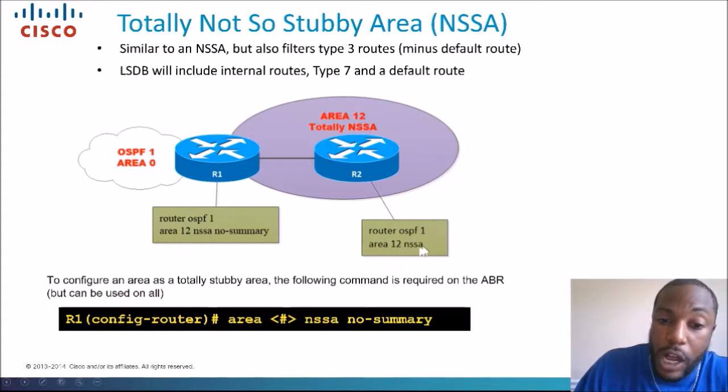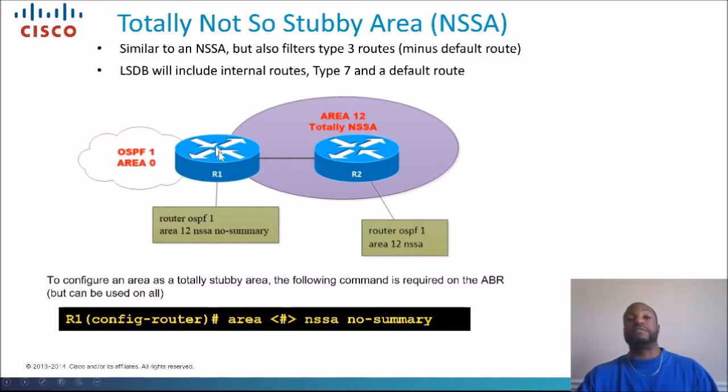So we configure it on the area border router. We do area, the area number, NSSA, and then no-summary. That is how we configure it, like this right here. But remember, this one is an NSSA, and it's an internal router. So all we need to do right here is just do area 12 NSSA. That's the only router that needs this command.